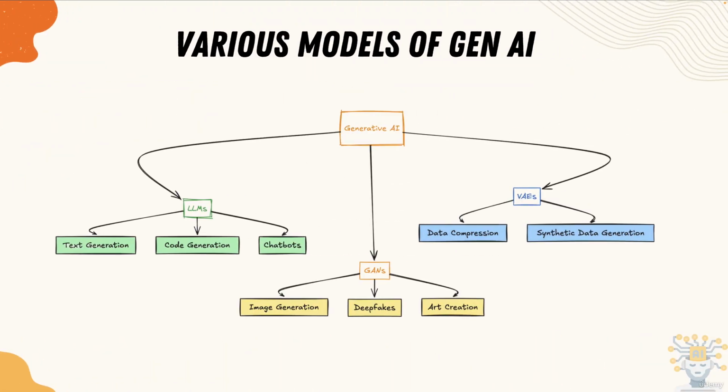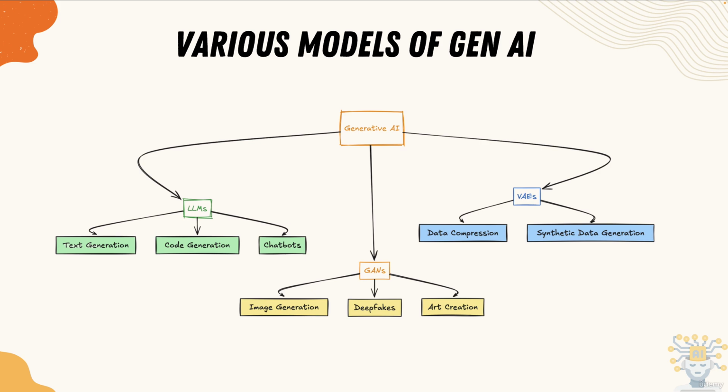And we also saw that generative AI has various models like large language models, generative adversarial networks, and variational autoencoders. We saw every single thing in the introduction video of this particular course, so we are not going to get into the same thing again.